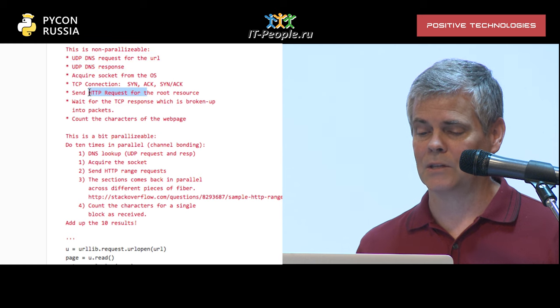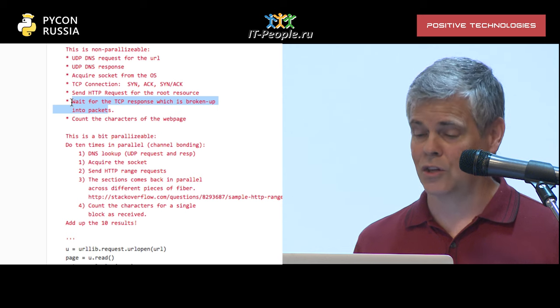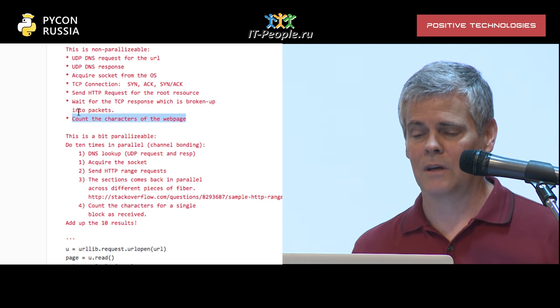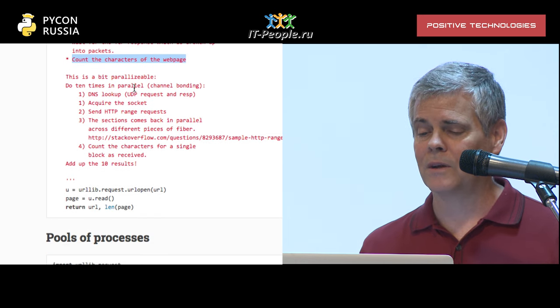Then we need to send an HTTP request. Then we need to wait for our responses. We get many packets and then join them all together. And then finally, we count the characters on the web page. These are all sequential actions. However, there is a little bit that's parallelizable.